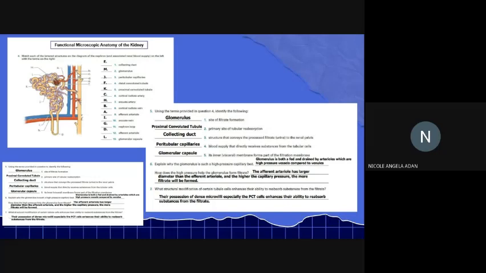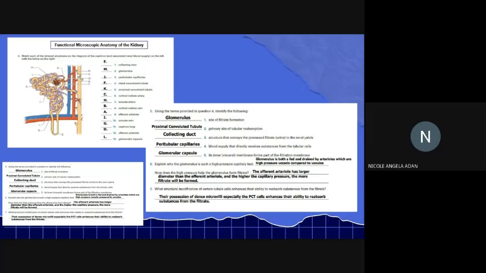So number 6, explain why the glomerulus is such a high pressure capillary bed. We all know that the glomerulus is both fed and drained by arterioles, which are high pressure vessels compared to venules. So how does the high pressure help the glomerulus form filtrate? The afferent arteriole has a larger diameter than the efferent arteriole. And the higher the capillary pressure, the more filtrate will be formed.